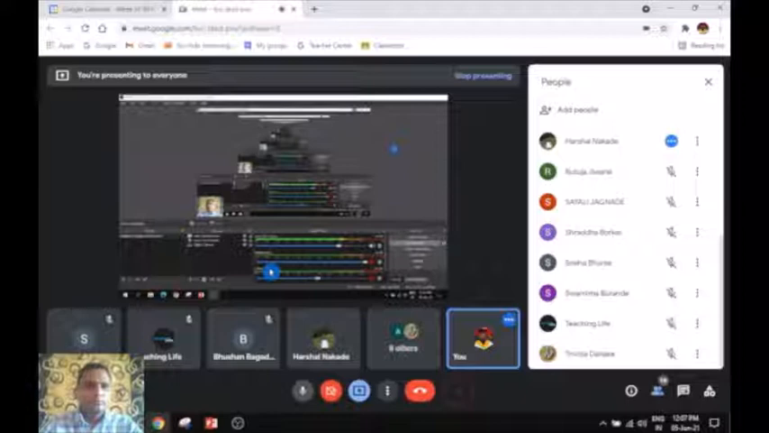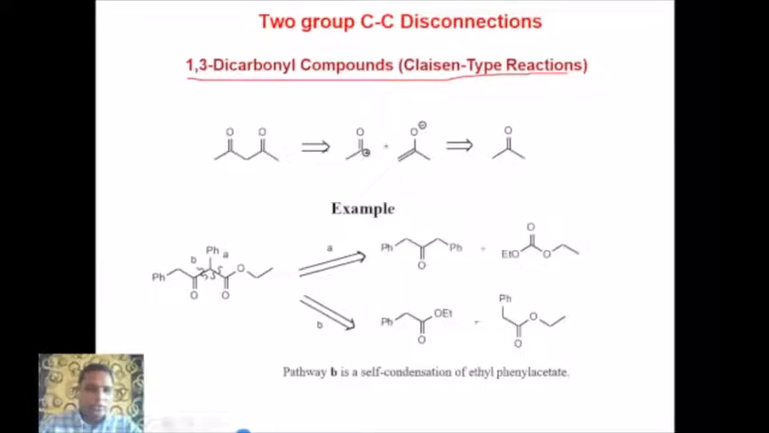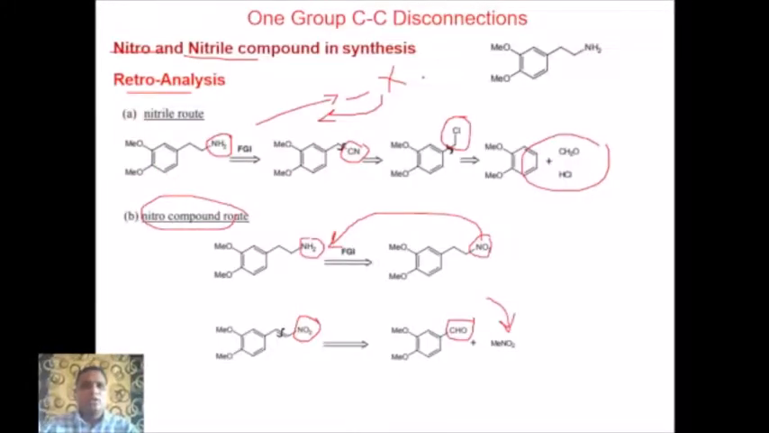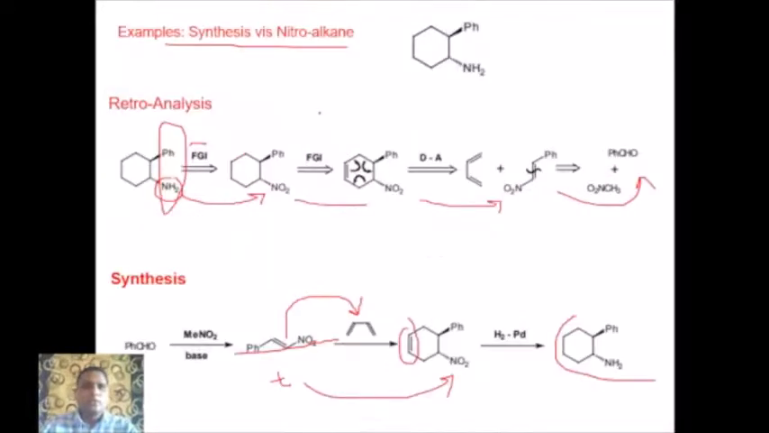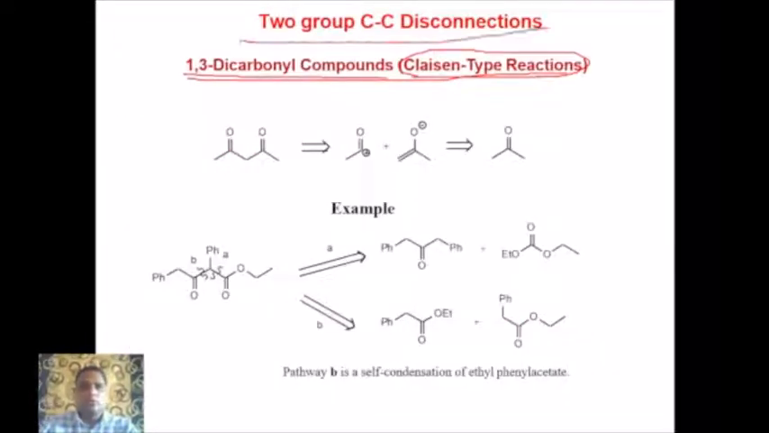Yes. So what I was discussing with you guys is using 1,3 dicarbonyl compounds, class and type. Now this is a different one. So far we have seen 1,2 type only. There are several examples in the one group with CC disconnections with respect to the various functionalities we have discussed. Now it goes to the two group CC disconnections.